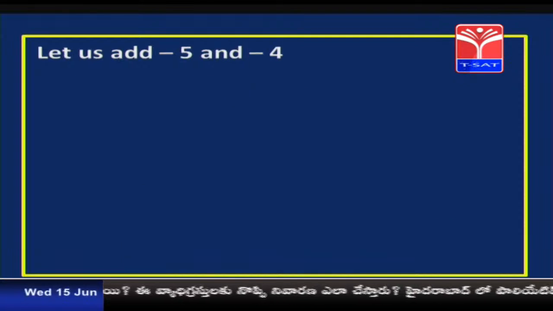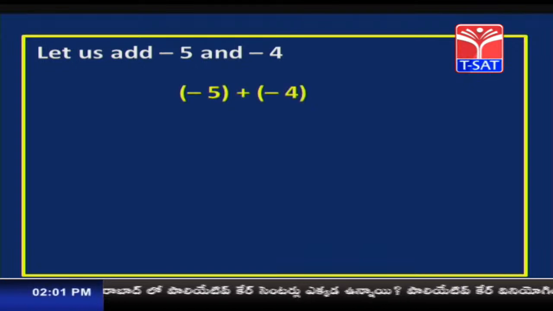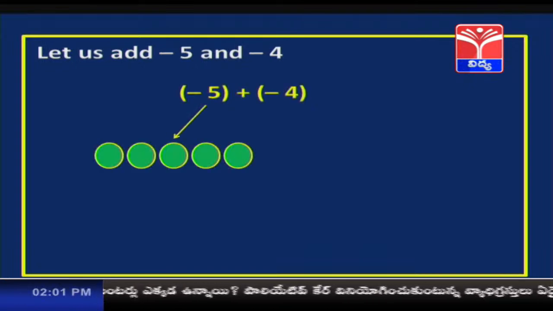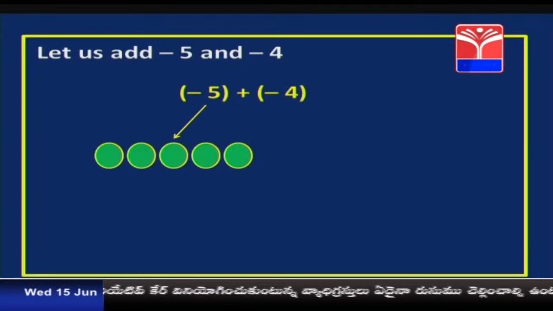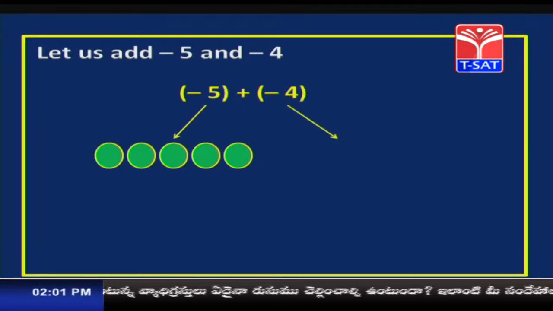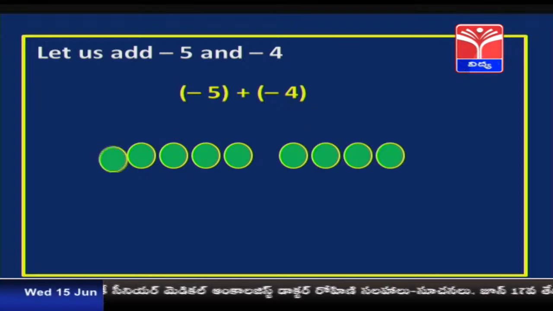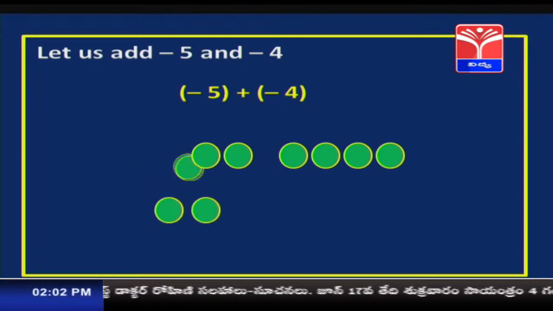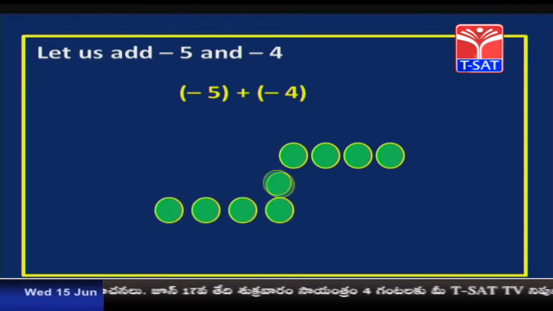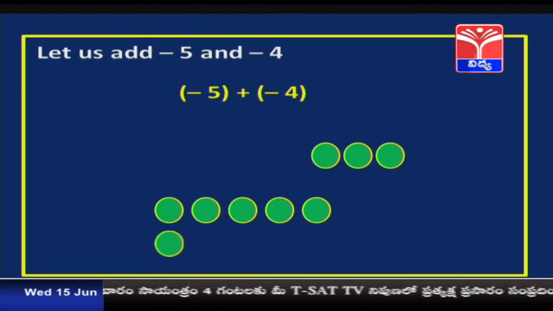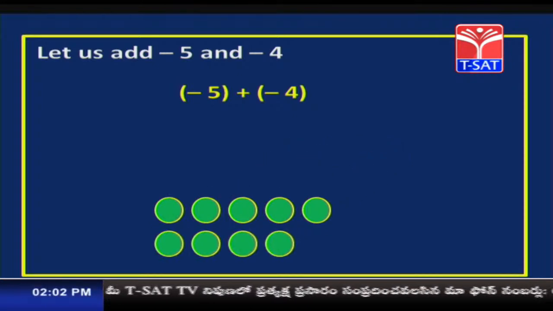Now, let us take another example, children. I am going to add -5 and -4. So, -5 means 5 green coins. Similarly, -4 means we have 4 green coins. Now, let us add them, children. So, on adding these, what do we get? First we have -5, so that means 5 coins. Then we have 4 green coins, and together count, children, how many we have?